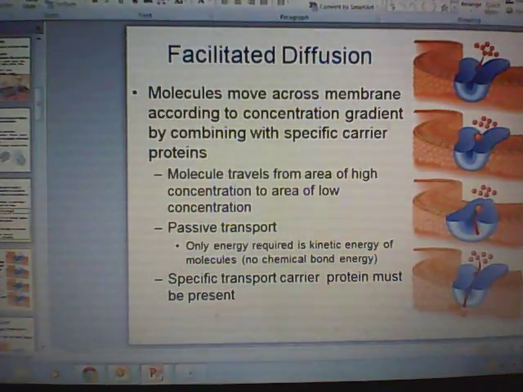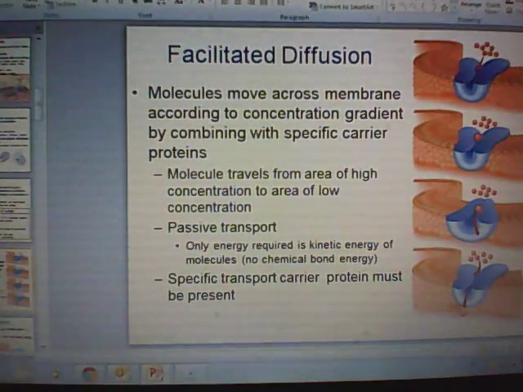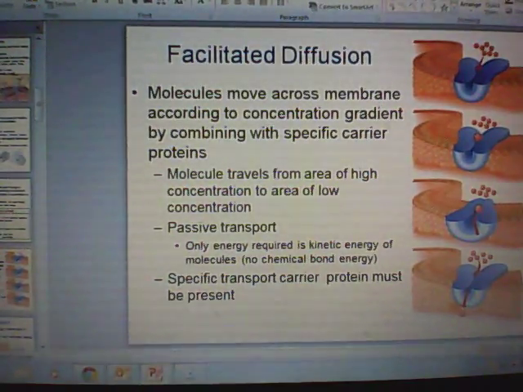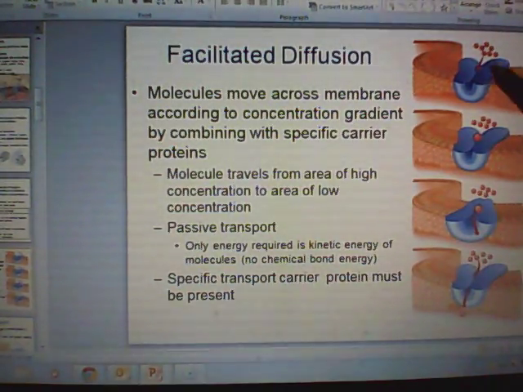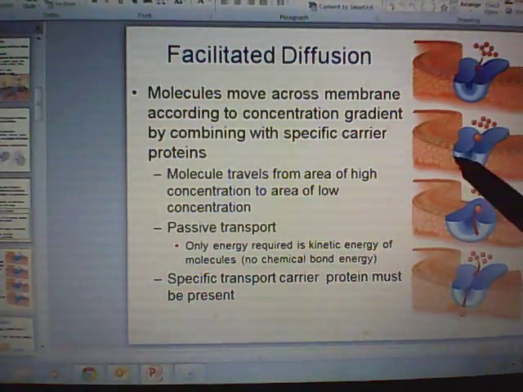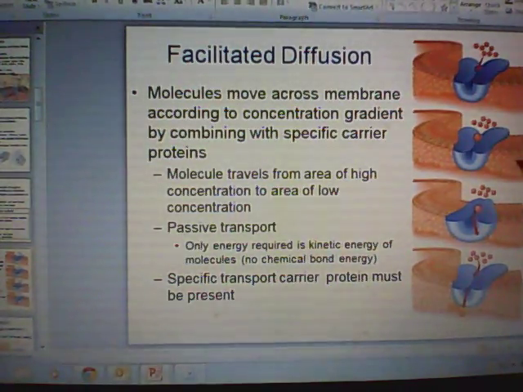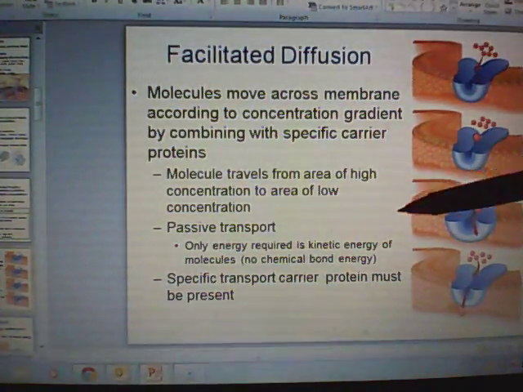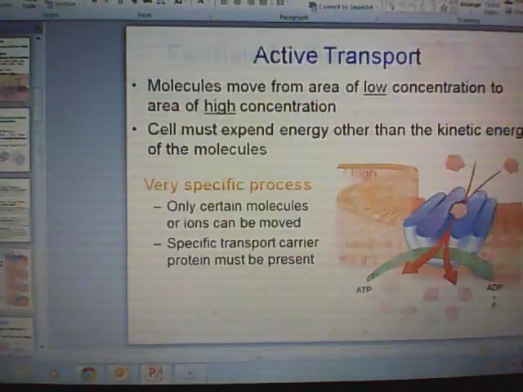All right, so we talked about diffusion and osmosis, both are passive, and we want to talk about facilitated diffusion. And it's the same thing, moving from an area of high to low. It's a passive transport. The only thing that's different here is that you have to have a specific carrier protein, which is this blue membrane protein that you see here. And so that just means that you have help carrying your molecules from one side, the area of high concentration, to the other side, the area of low concentration. So facilitated diffusion only means that I have a carrier protein with me.